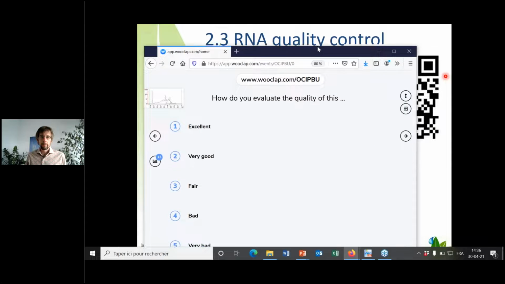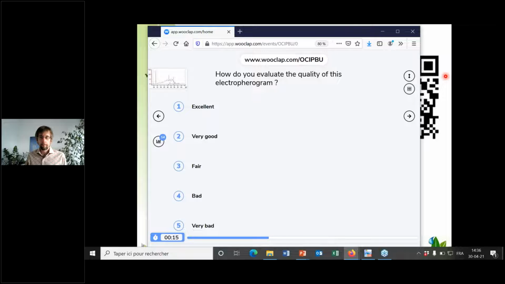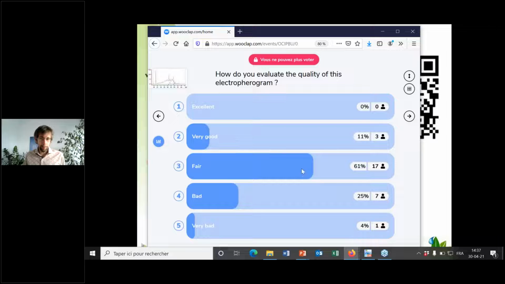Sébastien, just to let you know that there were 2 questions and I put them in the chat. Okay. Maybe, Charlotte, I will answer this question once I finish the laboratory part, because there is an interlink between the different steps. Okay, so it's no longer possible to vote.